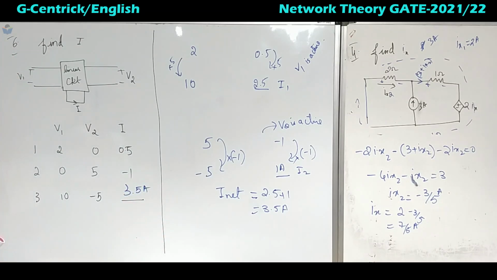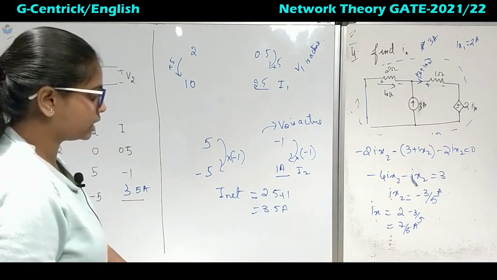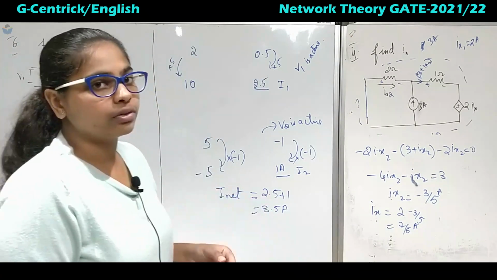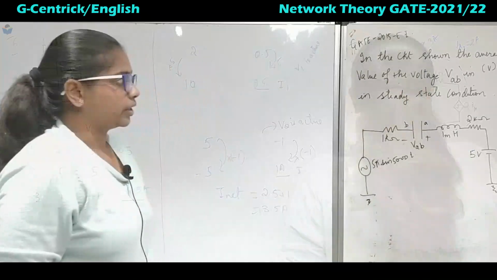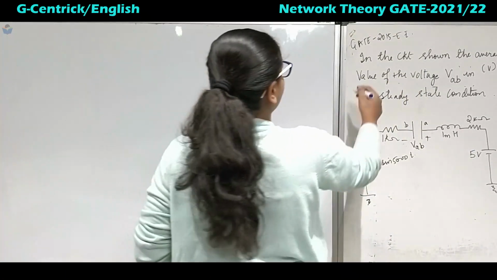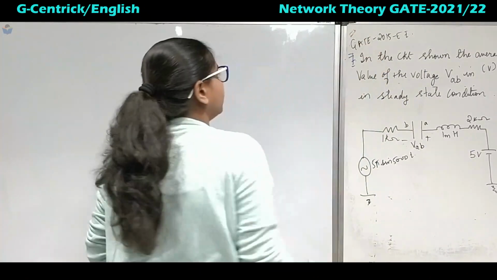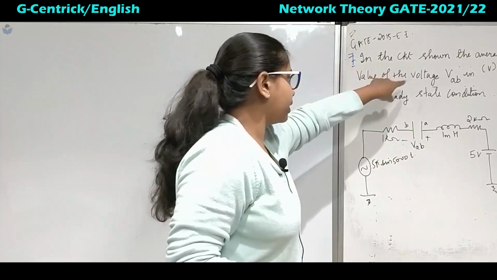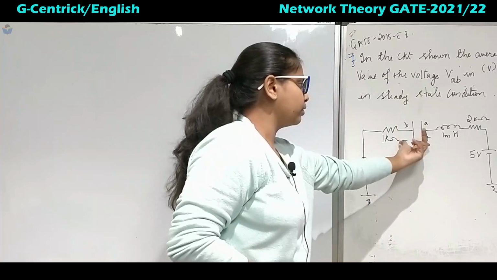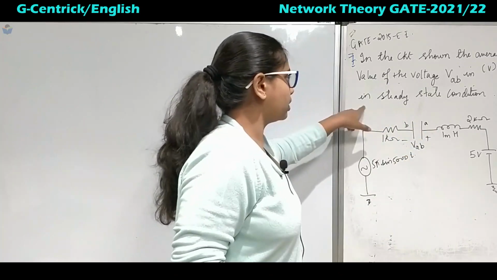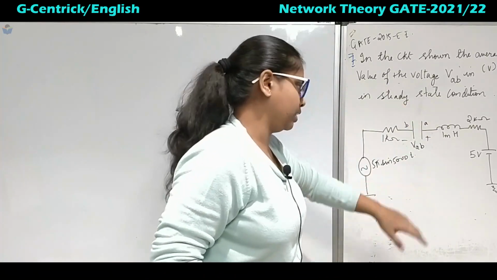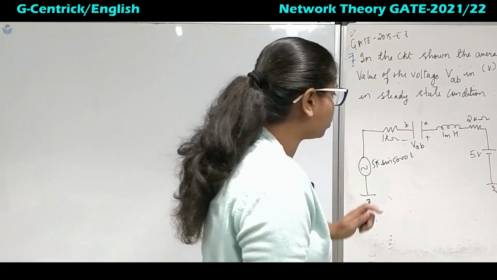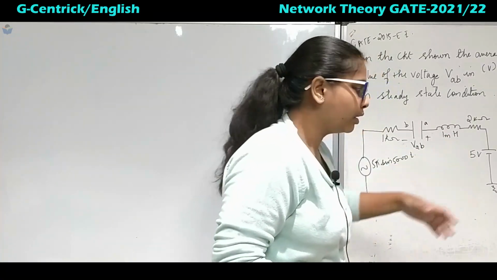Right. So next there is one more problem left. We will see that 6th question. Okay, so it is the problem of different frequencies. Coming to this 7th question, which was asked in GATE 2015 electrical branch. In the circuit shown, the average value of the VAB in volts in steady state condition is.